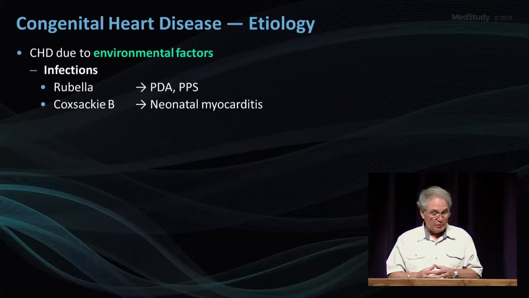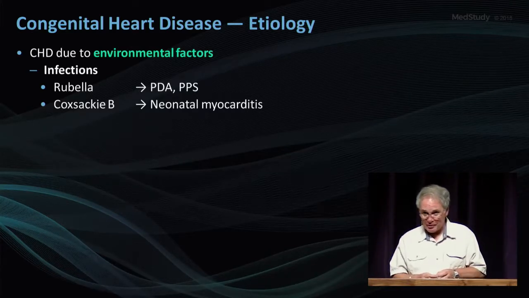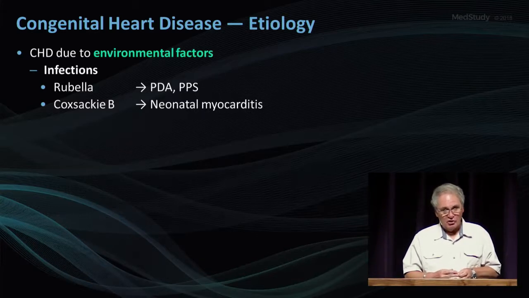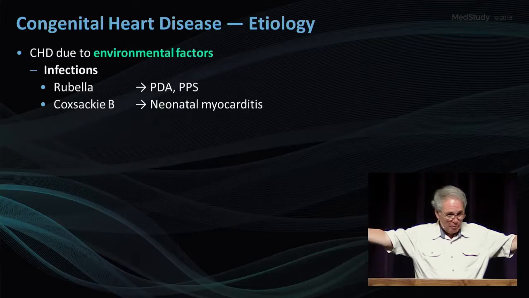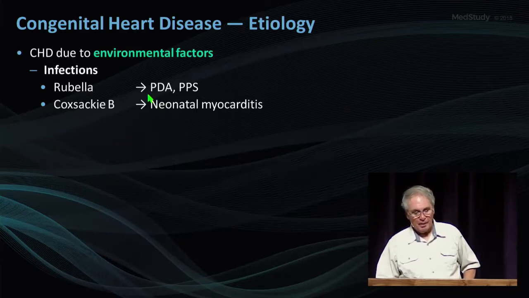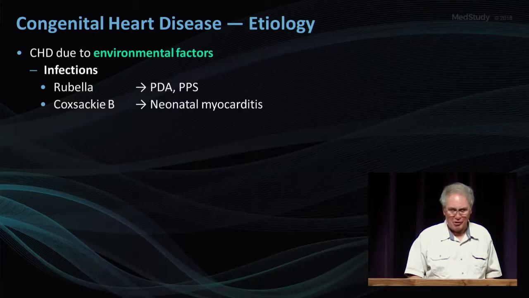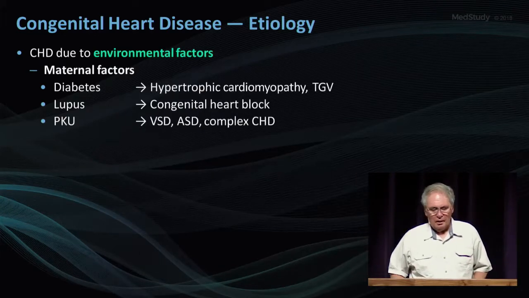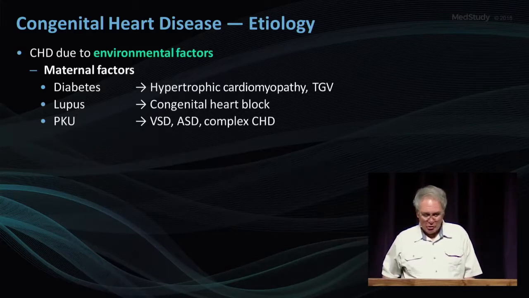Certain infections, we don't see rubella anymore, although I wouldn't be surprised if we start seeing it again. So congenital rubella syndrome used to be associated with narrowing of the branch pulmonary arteries and patent ductus arteriosus. Exposure to Coxsackie B in the newborn can result in a myocarditis, not really a congenital heart defect, but know that association. Maternal factors, environmental factors, know these.